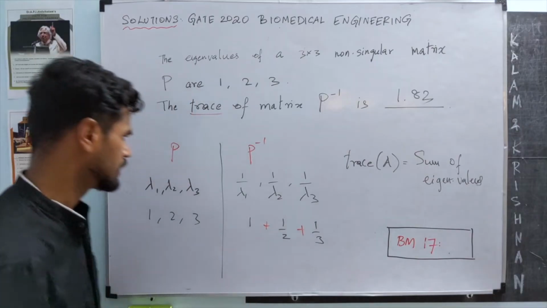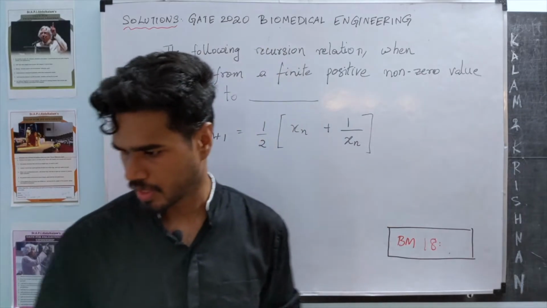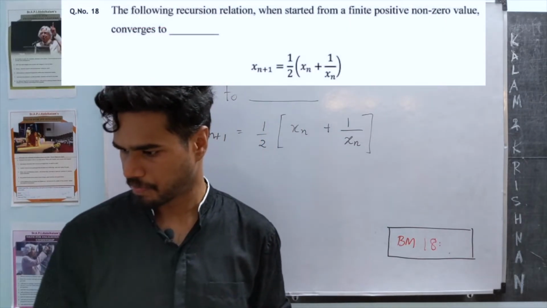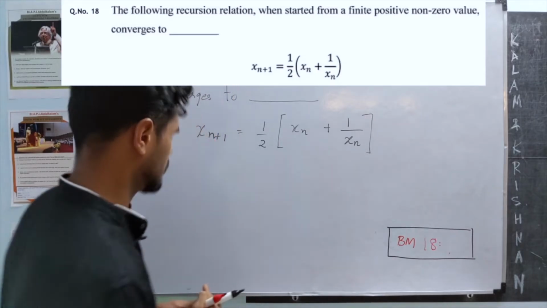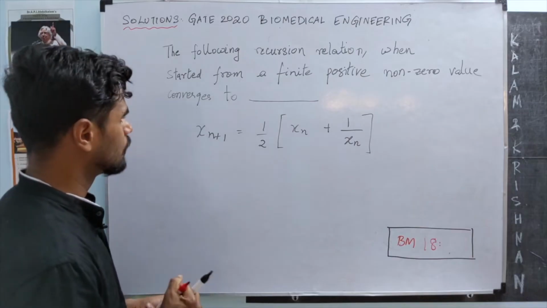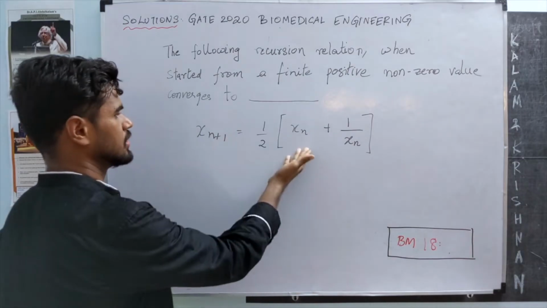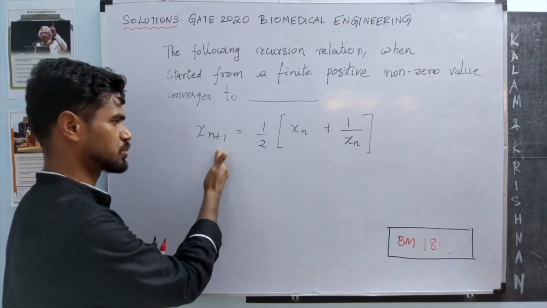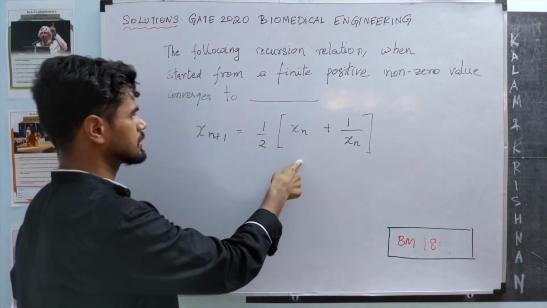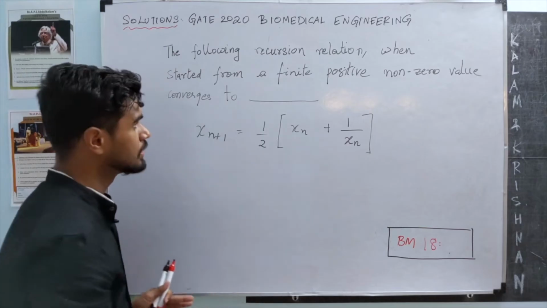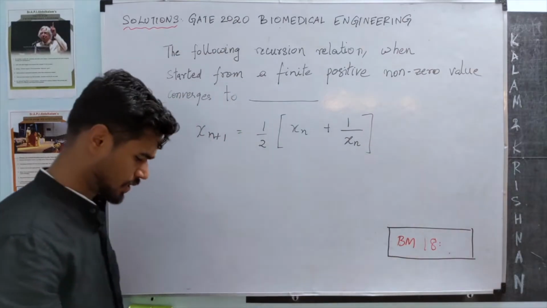A very simple problem, just application of properties of eigenvalues. Question number 18. The following recursion relation, when started from a finite positive non-zero value, converges to... We are given some equation. It's a recursion relation because the new value, xn plus 1, depends on its old values. Now, if we keep on doing this, what will we end up with? That's the question. It also says we will start with a finite positive non-zero value.